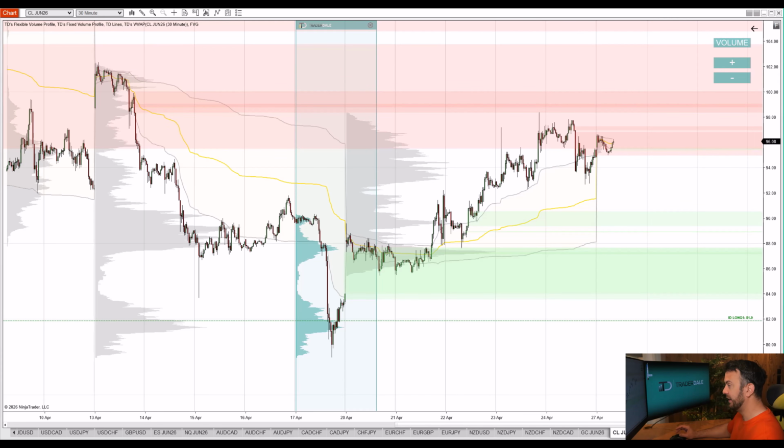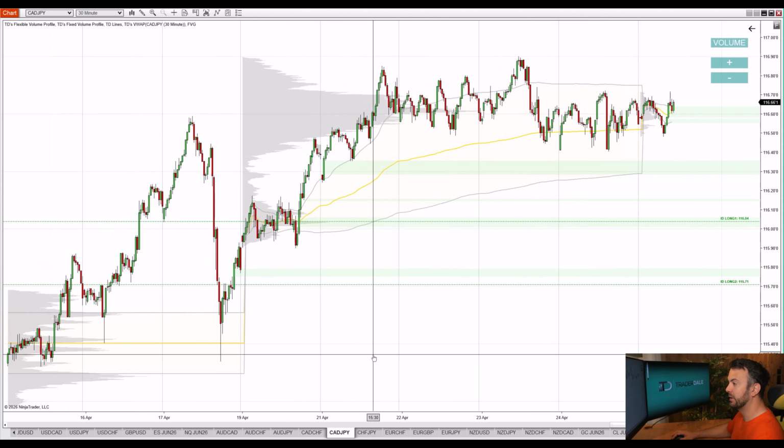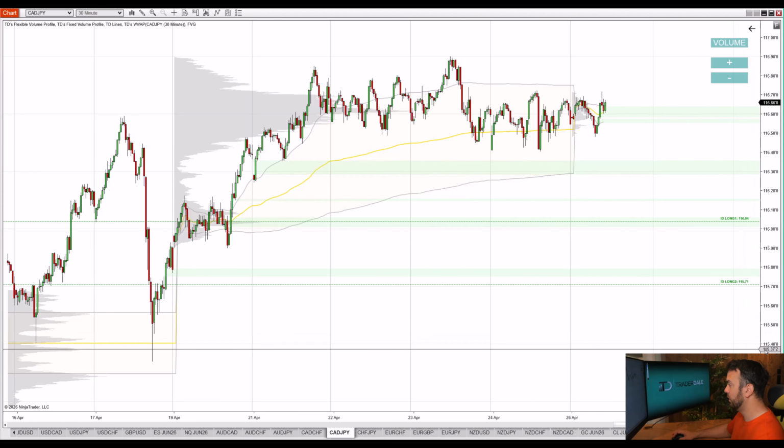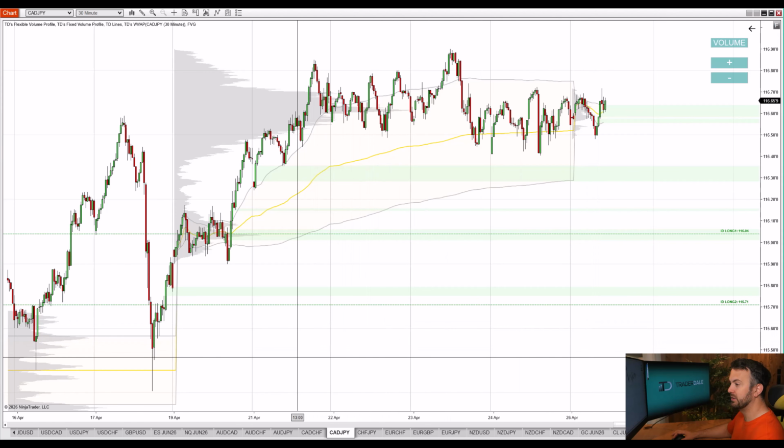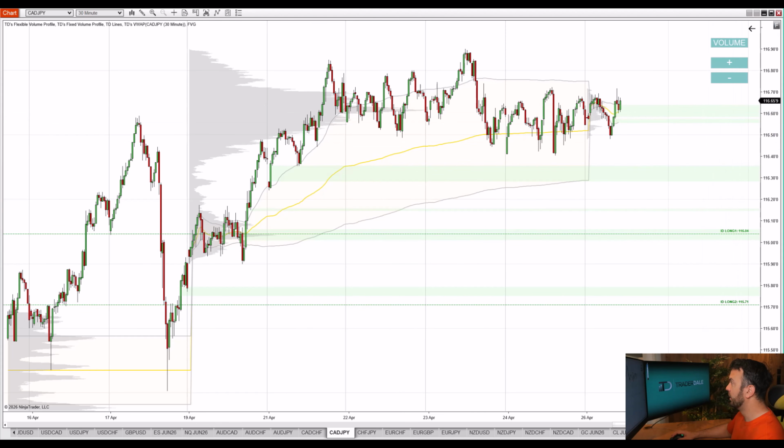The next level that I want to talk about is on the Canadian dollar Japanese yen. So let's take a look at it. Actually, it's two levels, two long levels. Both are based on a volume profile. The lower one, and I want to start with this one, it is at 115.71, and there's a similar scenario as we saw on the crude oil.